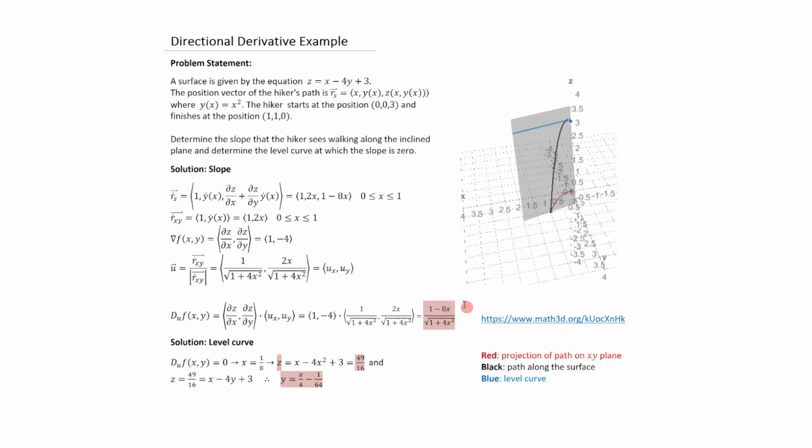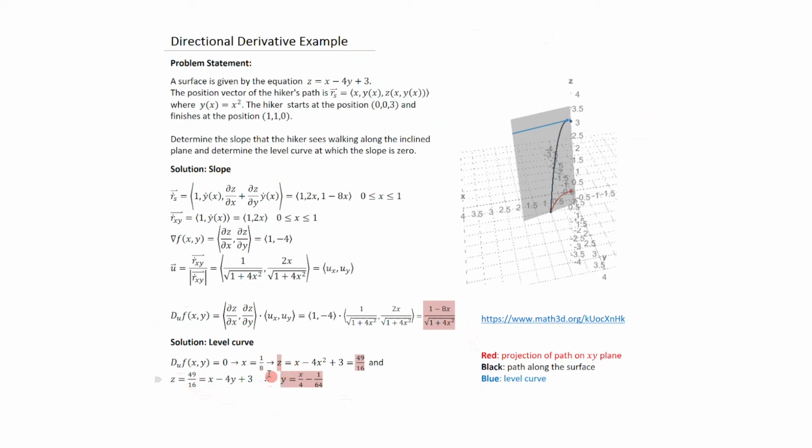All right, so we want to basically now determine where the level curve, where the slope is 0. So if the slope is 0, we set this equal to 0. If we set this to 0, we can solve for x, which is what I've done here. You get x equals 1/8. Once you have x equals 1/8, right, then basically what you can do is you can compute what the z value would be.